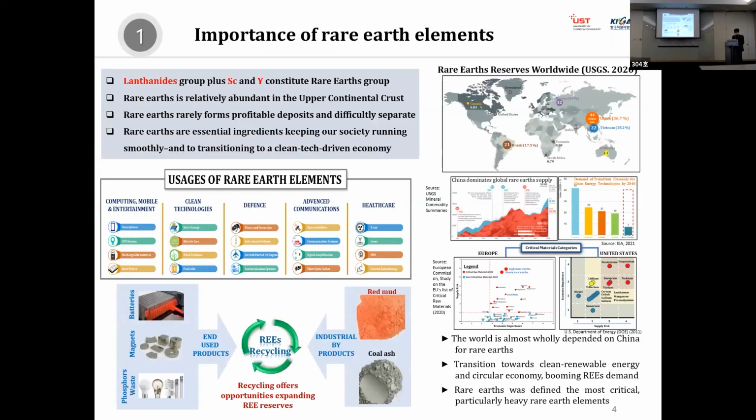So about rare earth, we know that rare earth is used in many applications of our life, from domestic use and industrial use to high technology use. And it is very rare to find a profitable rare earth mine. So that's why rare earth is categorized in the group of most critical materials.